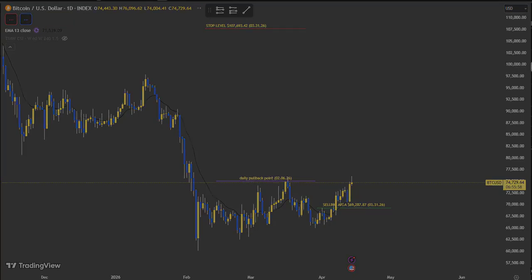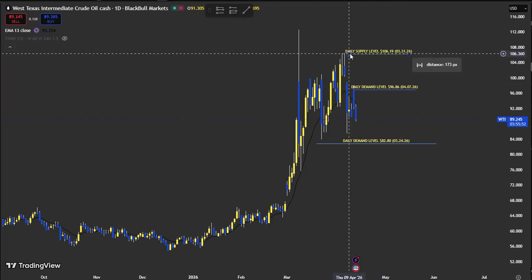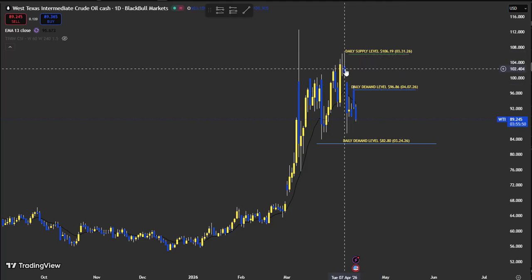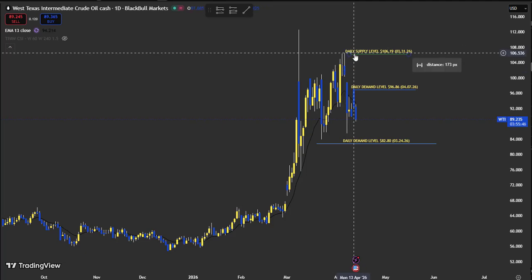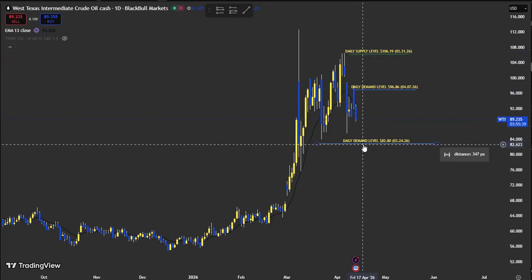All right, looking at WTI Crude, prices started to decrease a little bit and hit our daily supply levels that we set on the 31st on the 7th of April. So about a week or so after we set the supply level, price hit 106.19 and fell off from there, and blew through the daily demand level. So we're looking for another price point of 82.80 before we make another decision about oil.